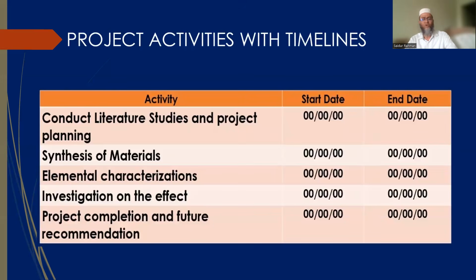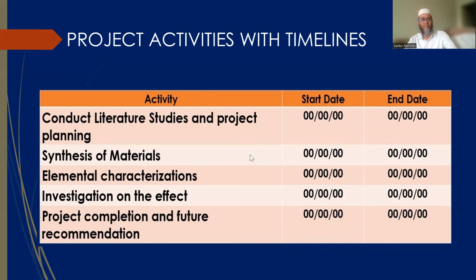So this is an example of activities with the timeline. In your PhD project or master project, for example, I have highlighted 4 or 5 activities here. Let's say you will conduct literature review and project planning, with a start date and end date. Here also you should provide a smart approach. For example, you really need 2 months, 3 months, 4 months. Don't put unrealistic time here.